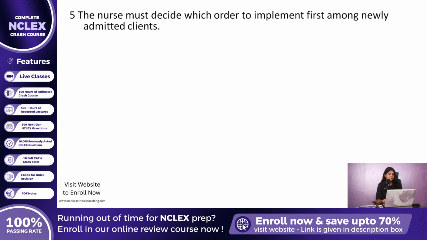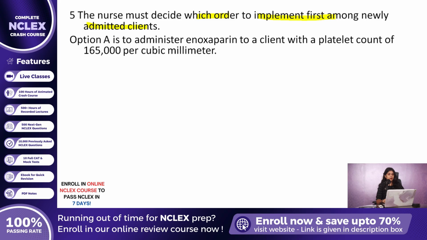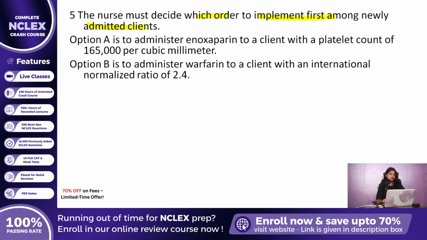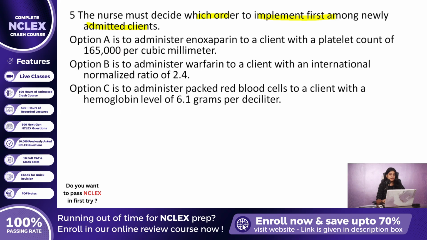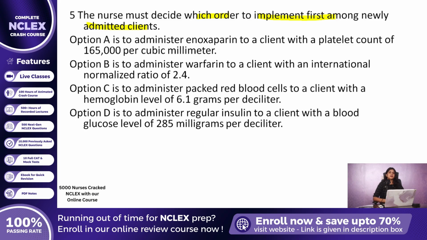The nurse must decide which order to implement first among newly admitted clients. Option A is to administer enoxaparin to a client with a platelet count of 165,000 per cubic millimeter. Option B is to administer warfarin to a client with an international normalized ratio of 2.4. Option C is to administer packed red blood cells to a client with a hemoglobin level of 6.1 grams per deciliter. And option D is to administer regular insulin to a client with a blood glucose level of 285 milligrams per deciliter.